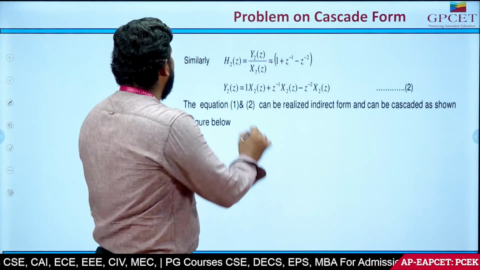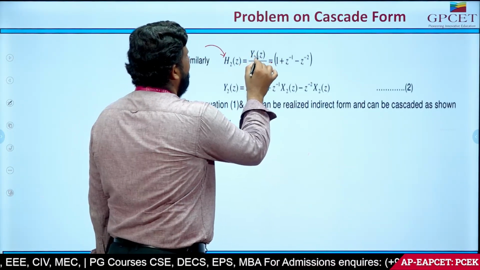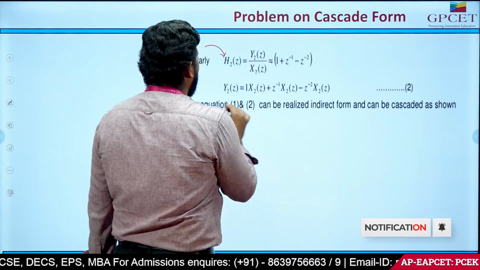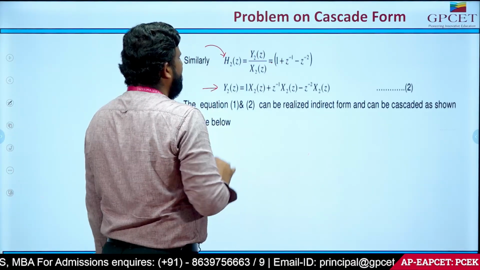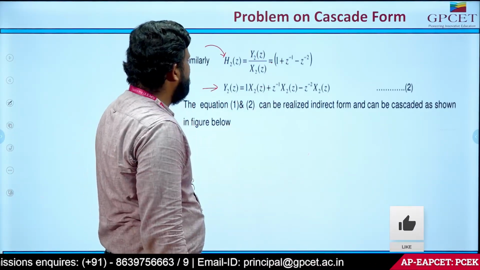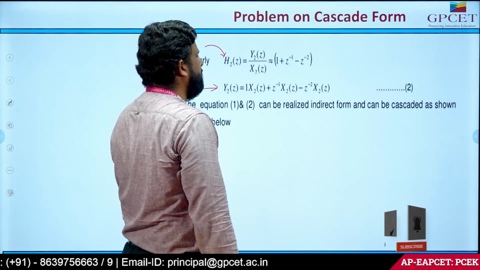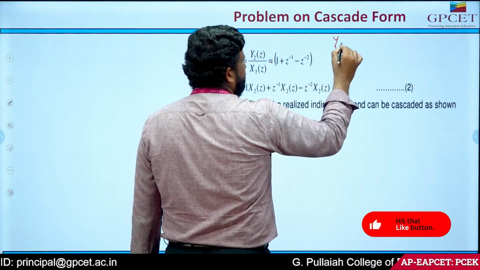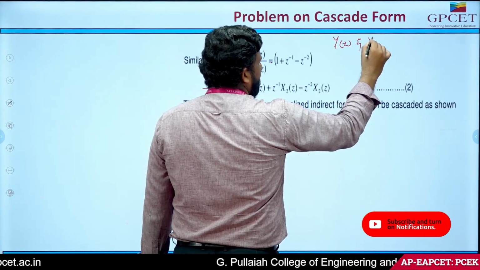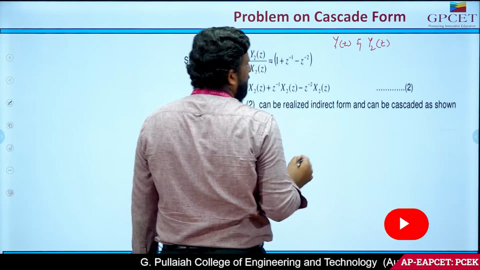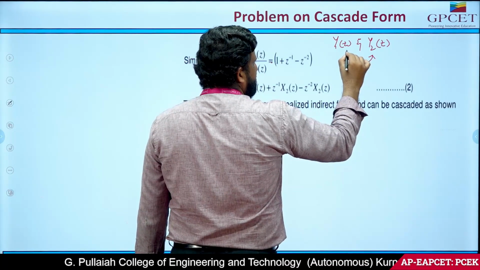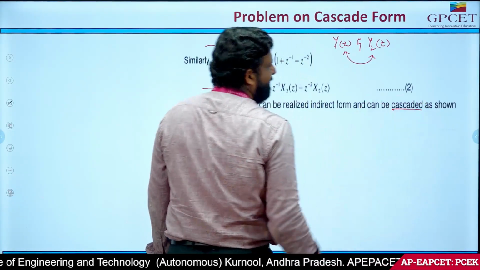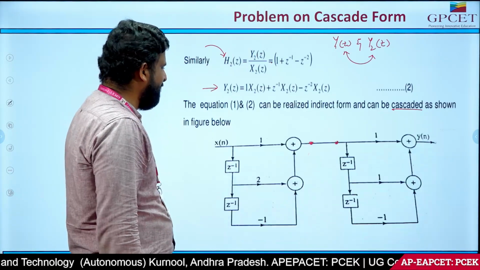Now second, I am considering the second term, which is H2 of Z, which I can write as Y2 of Z by X2 of Z. Taking X2 of Z to the right hand side and multiplying, the second equation I got here is Y2 of Z equal to X2 of Z plus z inverse X2 of Z minus z power minus 2 X2 of Z. So how many equations did we get here? We got two equations, that is Y1 of Z and Y2 of Z. So two realizations we got. When we connect these two, that particular diagram is said to be a cascaded realization. We will see that in the below diagram.